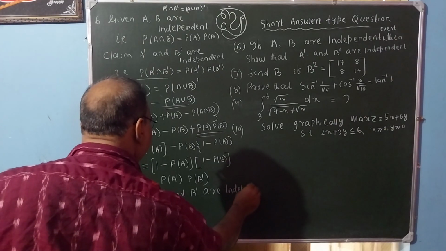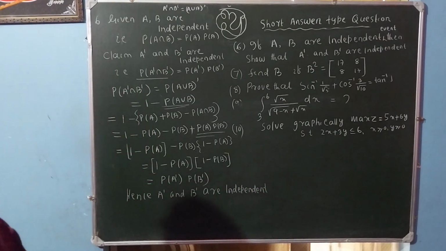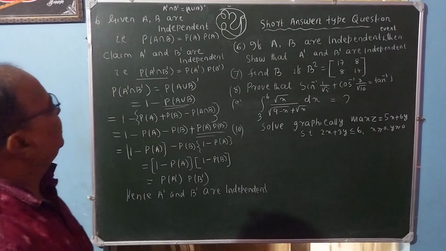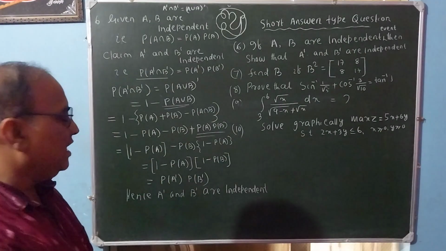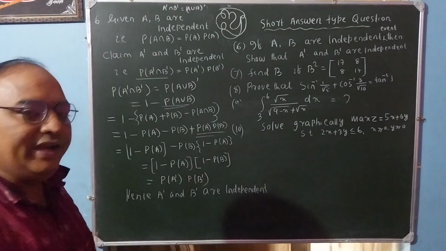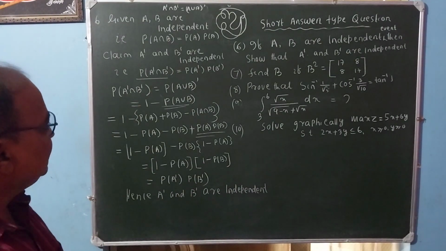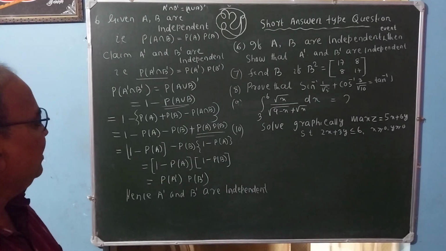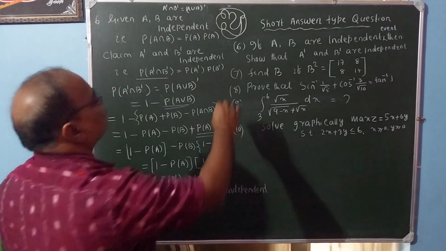This is a very important question, it will be coming in your examinations. So probability of A dash intersection B dash, we get probability of A dash into probability of B dash. So A dash and B dash are independent. So this is the answer of question number 6.